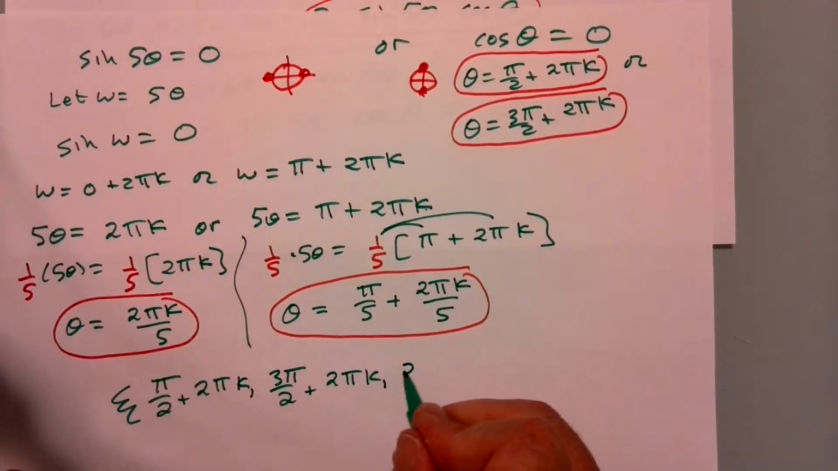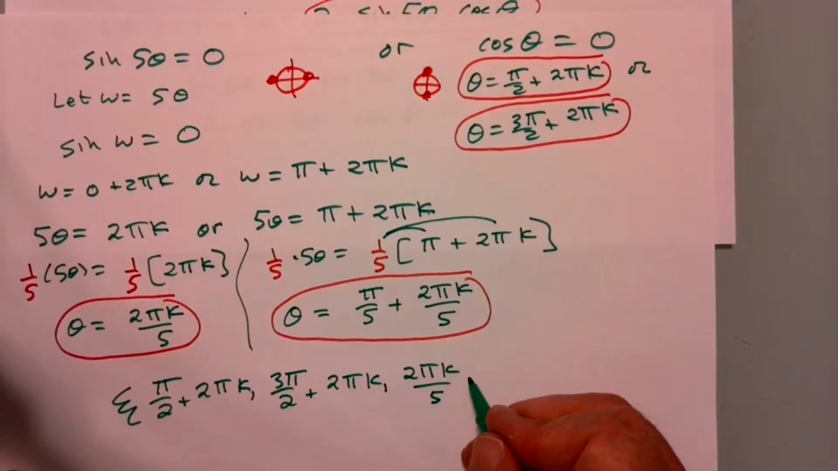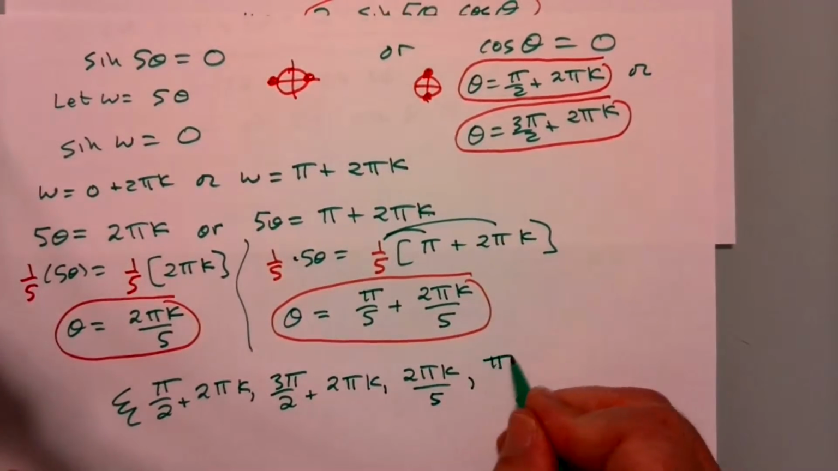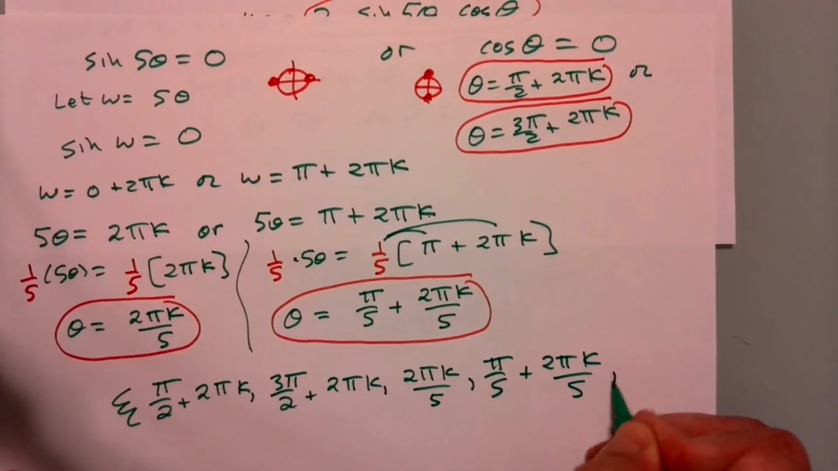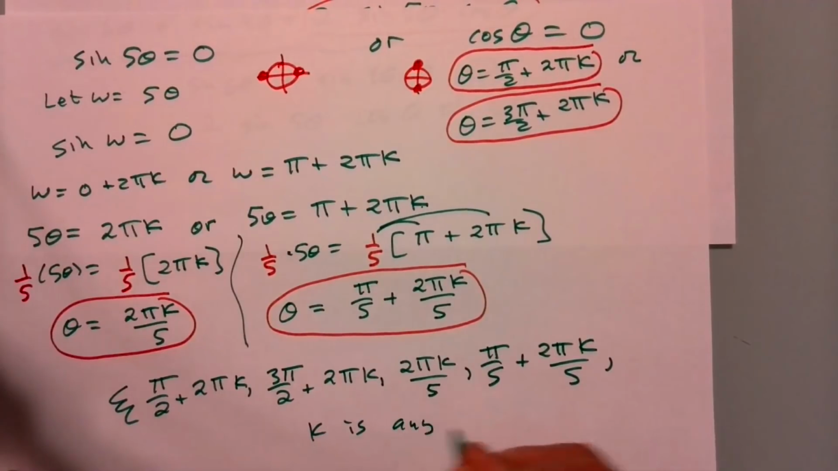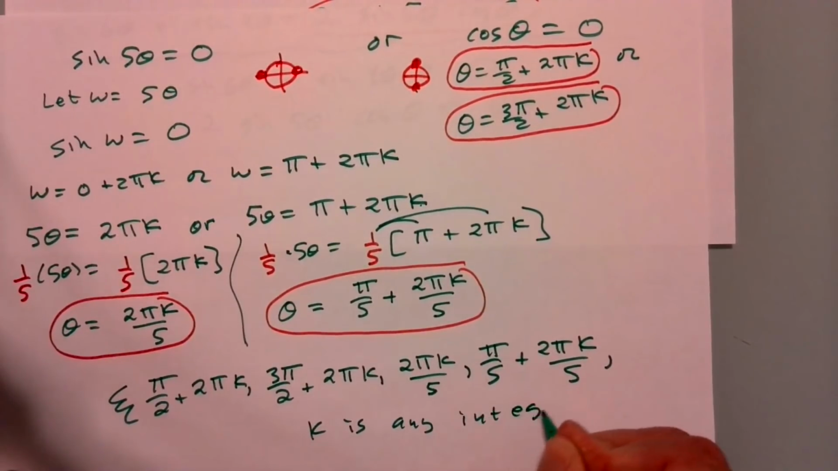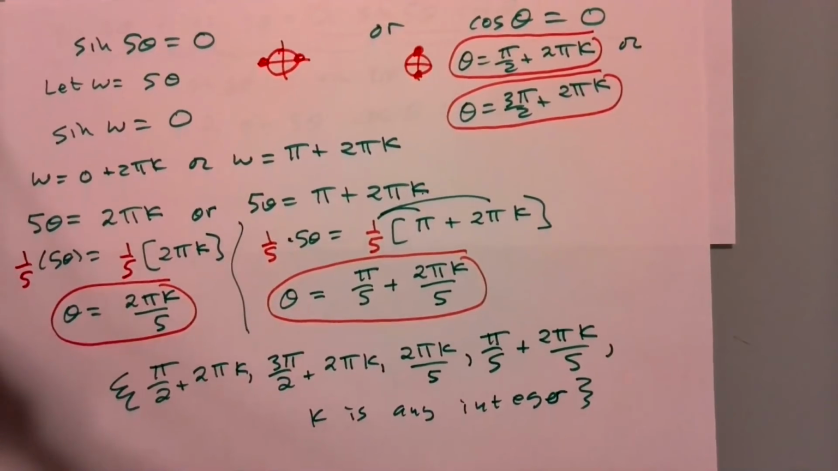2 pi k over 5. Or if you like, 0 plus 2 pi k over 5 would be another way to think about that. Pi over 5 plus 2 pi k over 5. And what do we know about k? K is any integer. So that's the solution of that problem.